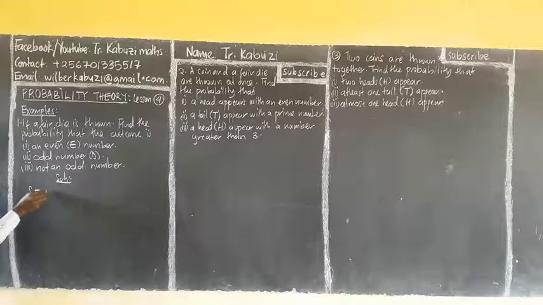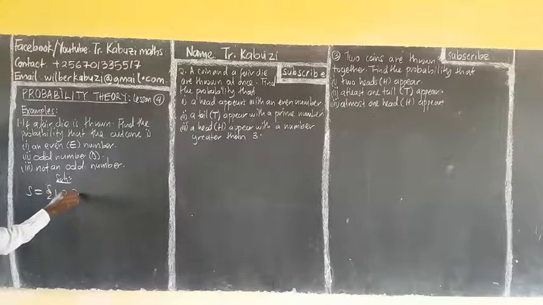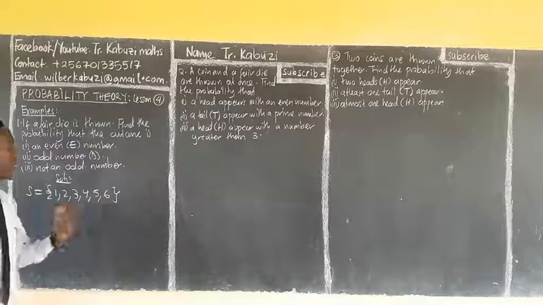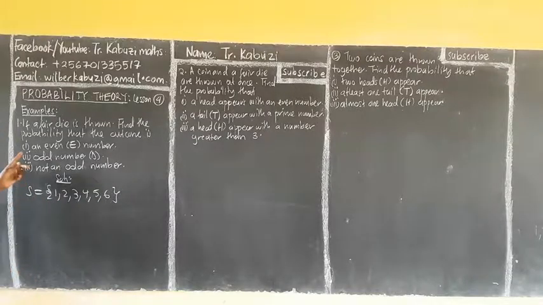our sample space is first of all going to be 1, 2, 3, 4, 5, 6. Why? Because we know a die has its sides numbered from 1 up to 6. So now we come to Roman numeral 1. Probability of E, that is the even number.